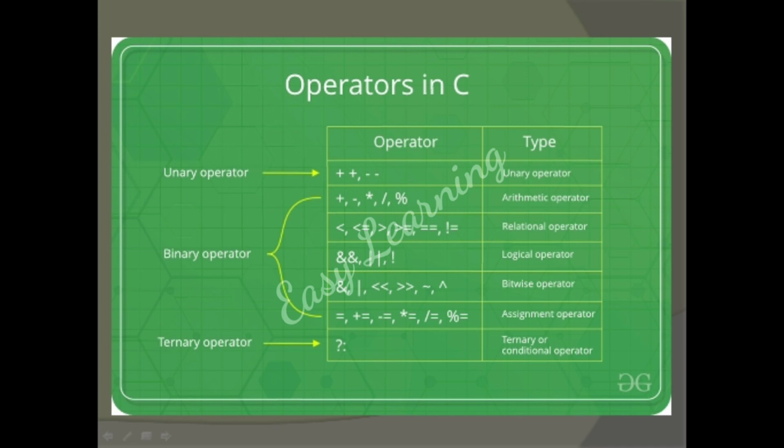Conditional operator. Conditional operator is of the form expression 1, expression 2, expression 3. Here, expression 1 is the condition to be evaluated. If the condition expression 1 is true, then we will execute and return the result of expression 2. Otherwise, if the condition expression 1 is false, then we will execute and return the result of expression 3. We may replace the use of if, else statements by conditional operators.